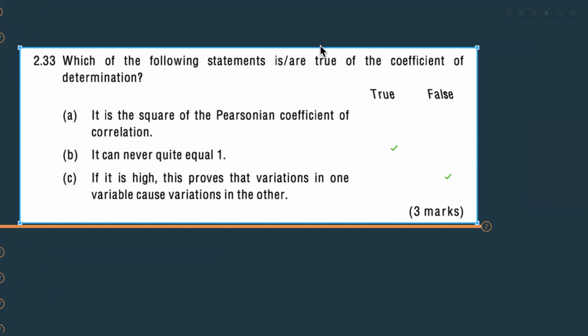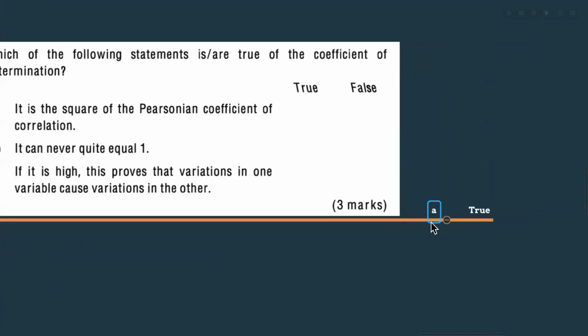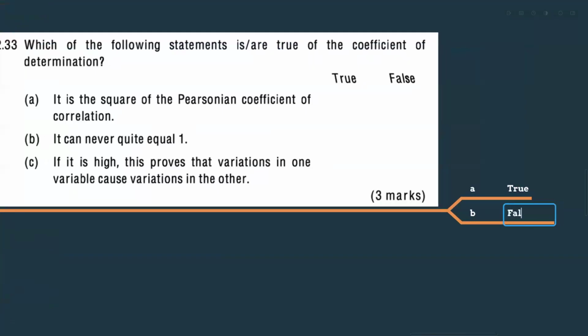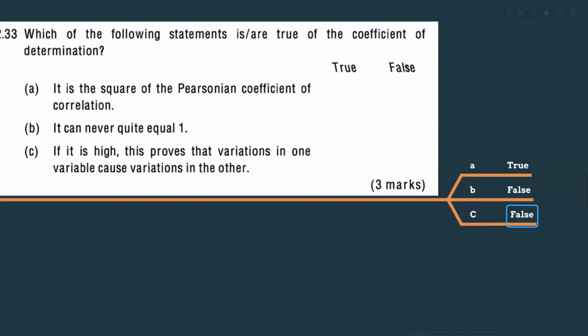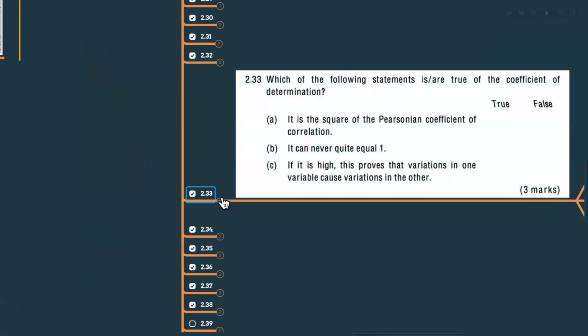So this is how the final answer should come. For A, it is true. For B, it is false. And C is also false, because in the coefficient of correlation, even if it is 0.91, we cannot say there is a direct causation of one variable to another. So that's 2.33, my dears.